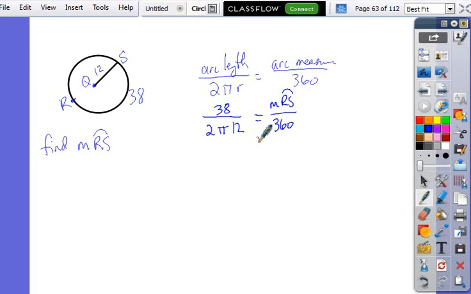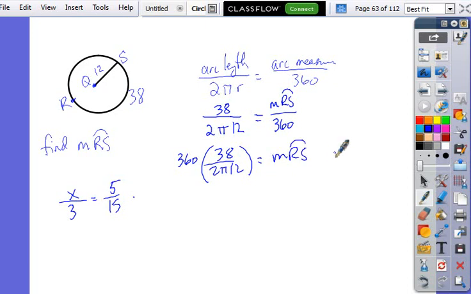How do I solve every proportion ever? If I gave you this right here and said x over 3 equals 5 over 15, what do you do? Cross multiply. So I'm going to cross multiply, but before we do it, the only thing I really got to worry about is this 360. So I'm going to cross multiply 360 times all of that stuff that's already there, and that'll give me my answer. So type that in right there. 181.4 equals the measure of RS. So the degrees that we're talking about would be 181.4.